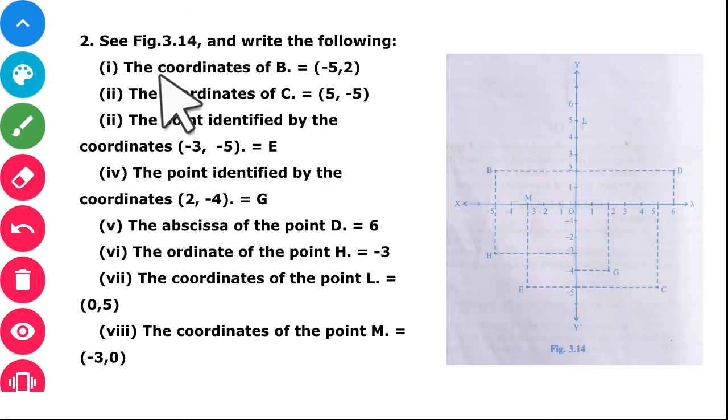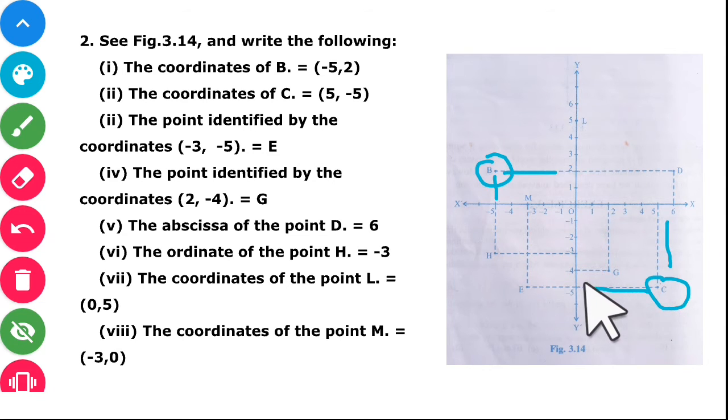Sub question 1. The coordinates of B, which are (-5, 2). Next, the coordinates of C, (5, -5). Question number 3, the point identified by the coordinates (-3, -5). So our answer is E.